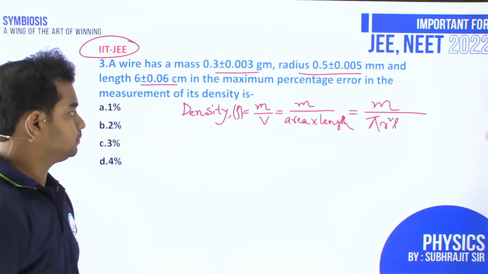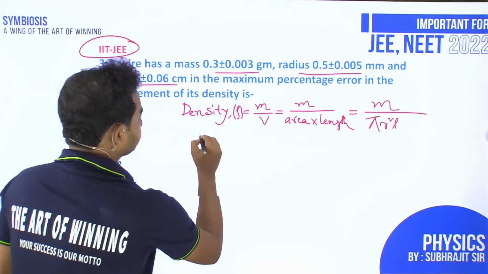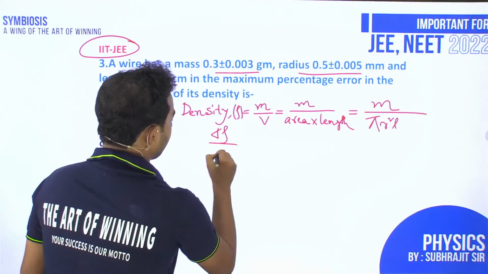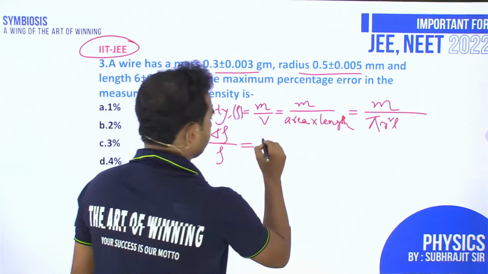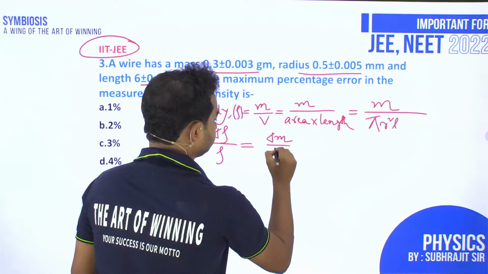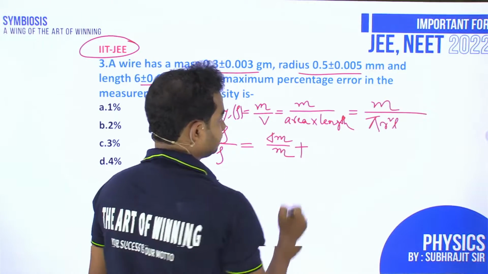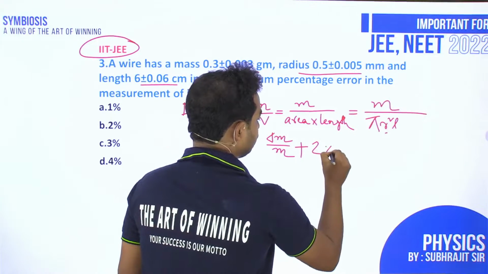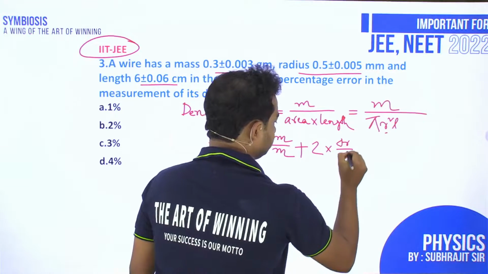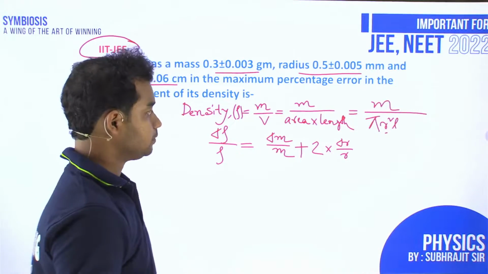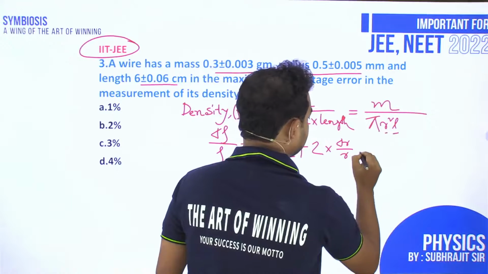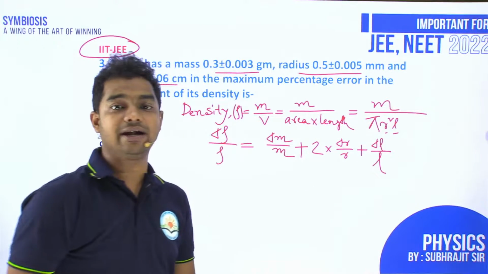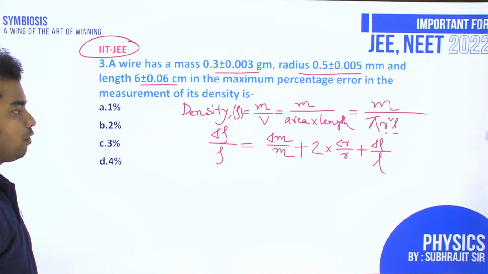Okay, got it? Next we can write del rho by rho is equal to del m by m plus, for r square, 2 into del r divided by r, plus for l, del l divided by l. Got it? Got it, everyone?